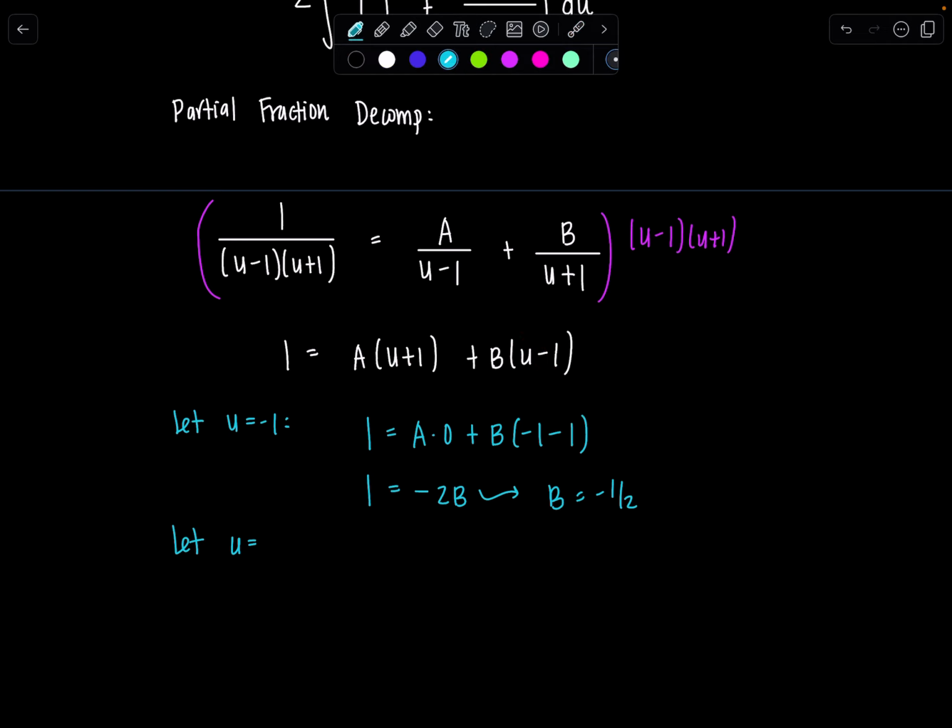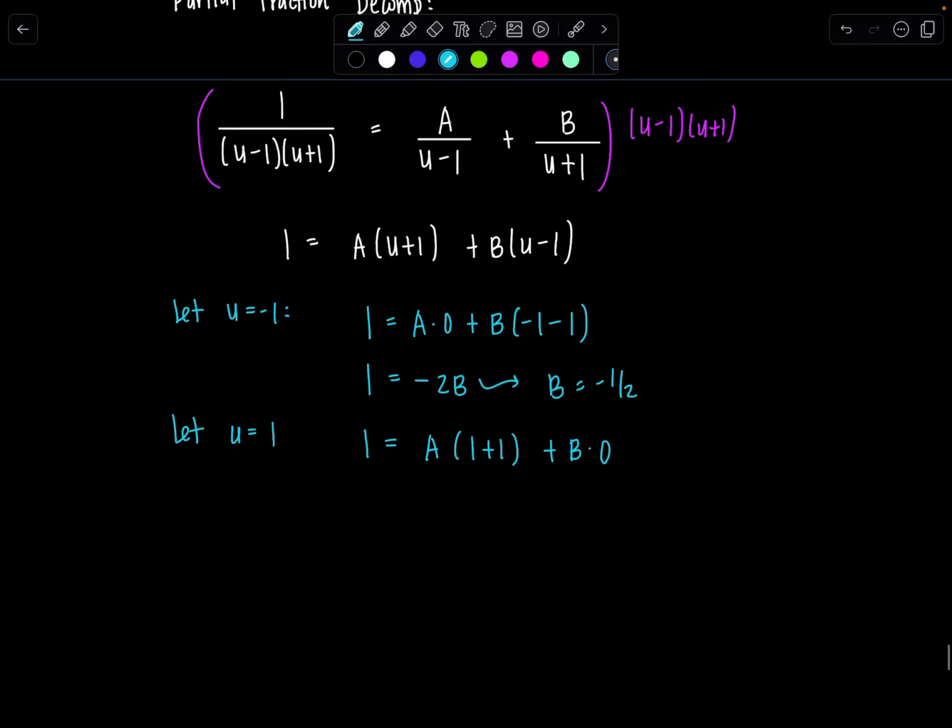u equal positive 1. And then on the left, we still have 1 equals a times 1 plus 1 plus b times 0. So 1 equals 2a, which means a is 1/2.